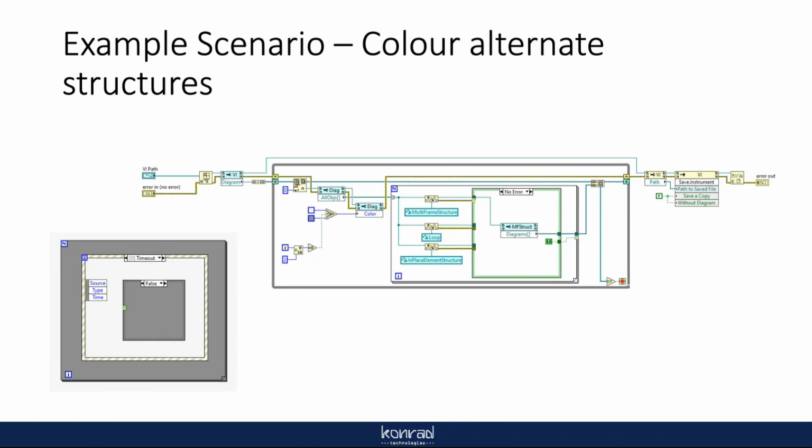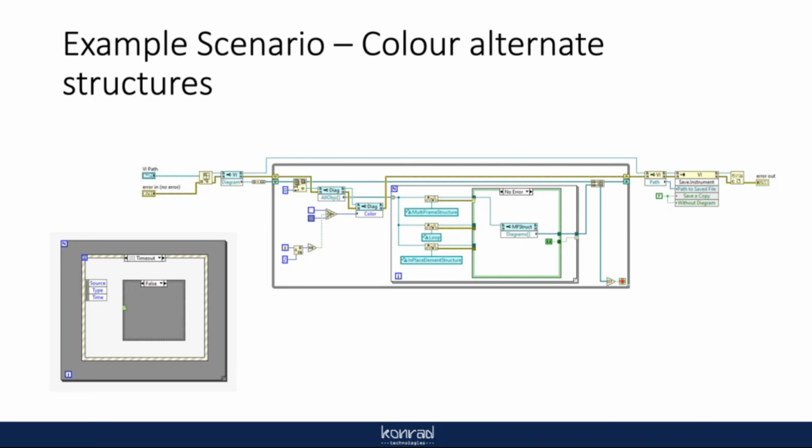Okay. So for the purposes of this presentation, I'm going to assume that the task I want to achieve is to color alternate nested structures on my block diagram for readability's sake. Now, I know it's a pretty noddy, contrived example, but for the purposes of this, I think it's pretty effective. For the purposes of readability, I like to make alternating structures on my block diagram different colors so that I can easily see them and perhaps read my block diagram a little bit easier.